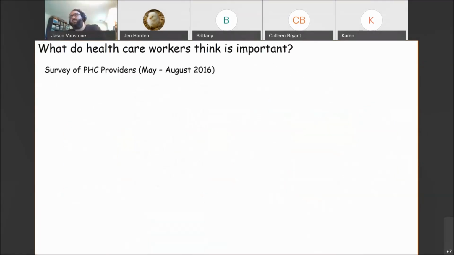And so what we decided was, well, let's see what the actual healthcare workers think is important. And so we wanted to ask primary healthcare providers, if we were to adopt an antimicrobial stewardship program that worked with primary healthcare, what would you like to see as part of that? What pieces of the puzzle do we need to put together in order to make that a success? So the first part of this paper talks about that survey that we did.